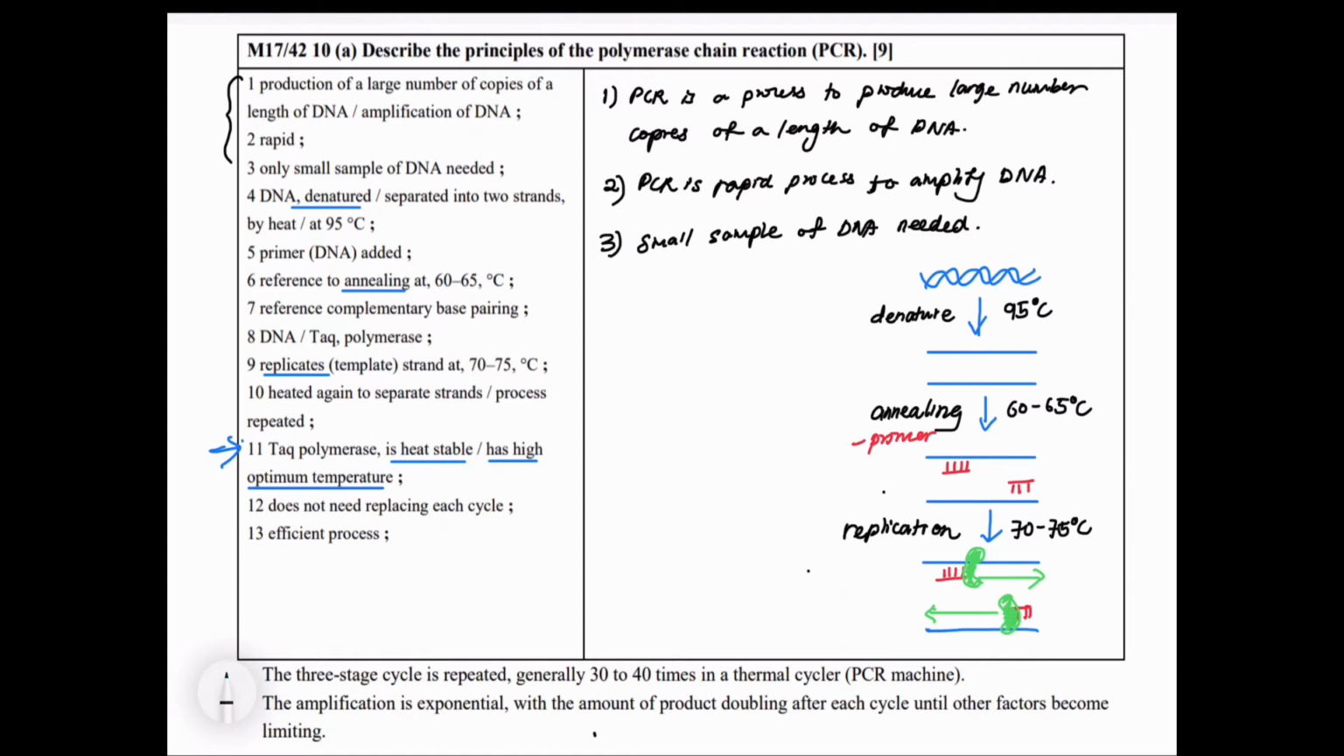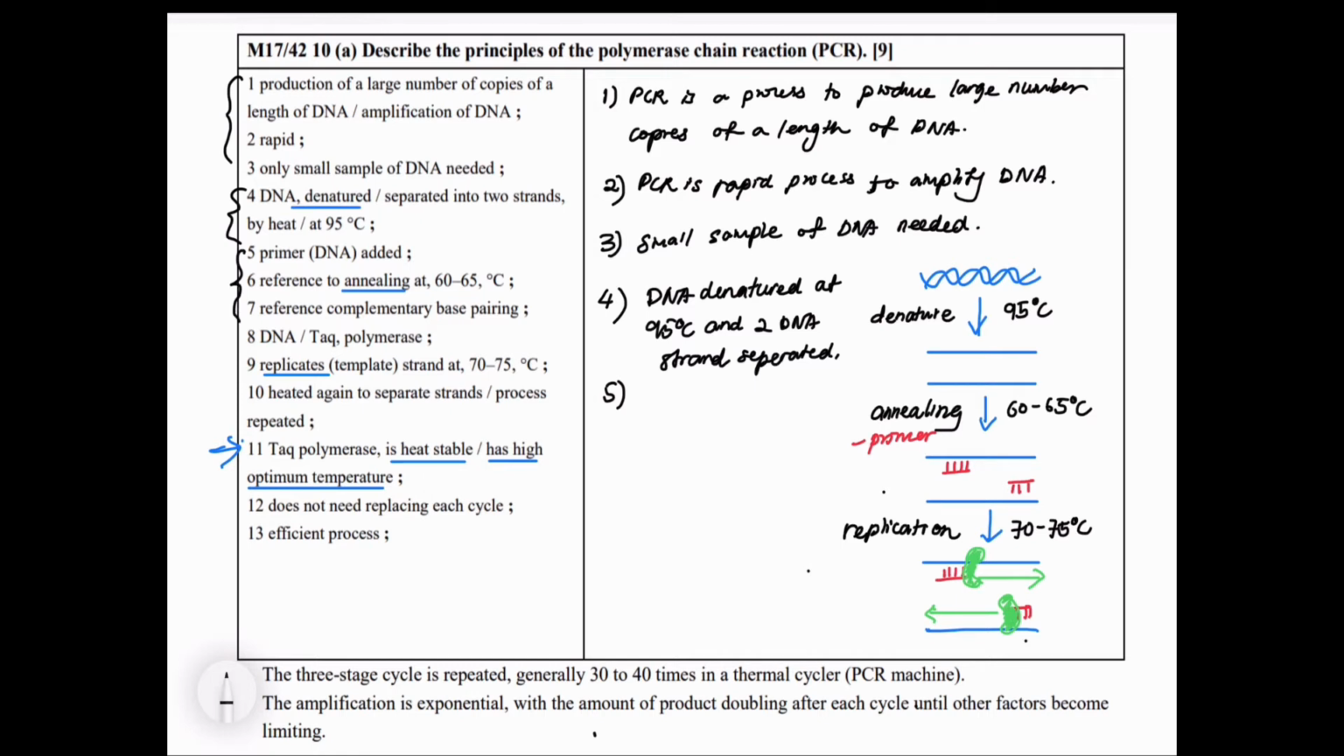So now I'm going to show you the process of joining the essay points. For number 4, we're going to use point 4 and elaborate. So DNA is denatured at 95 degrees Celsius and two DNA strands are separated. Then we're going to talk about the annealing, where you're going to join 5, 6 and 7 together.